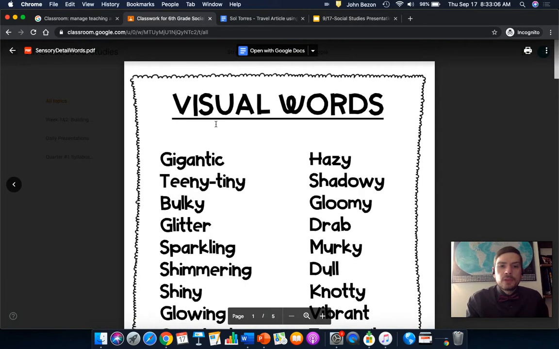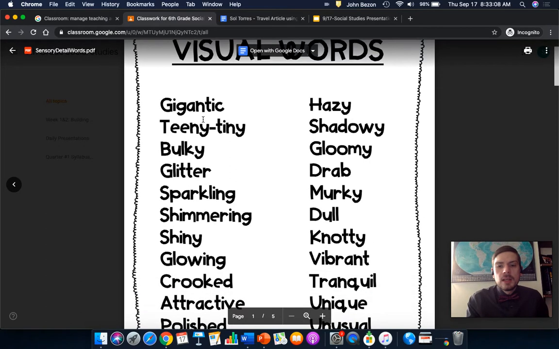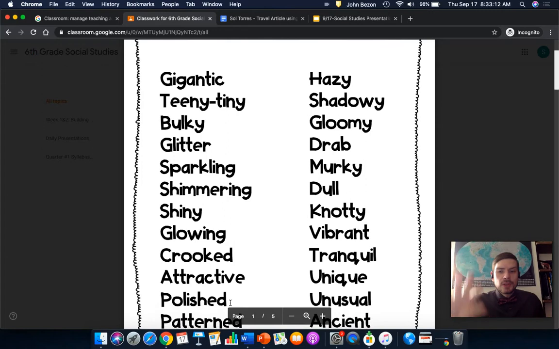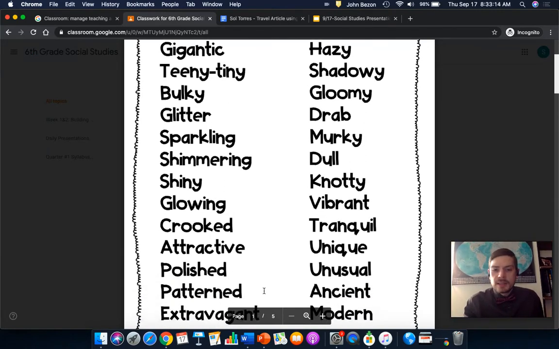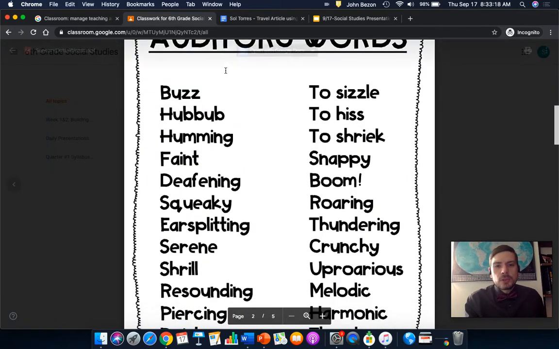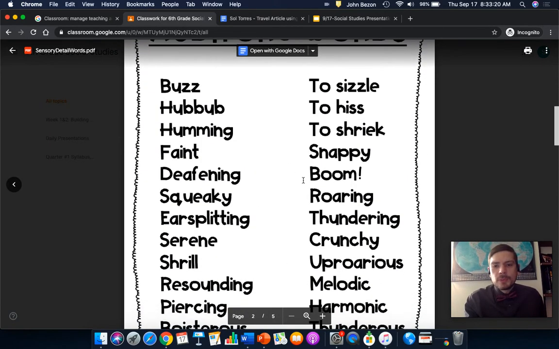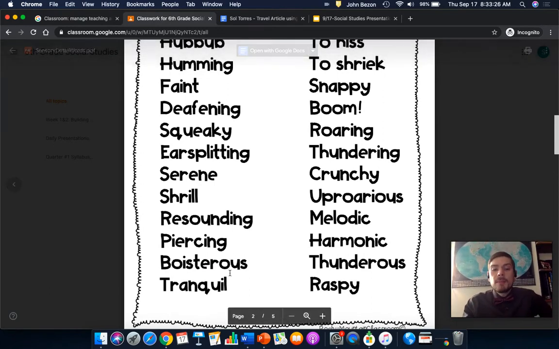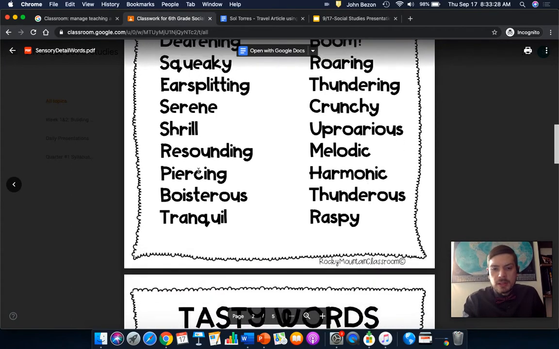All right, and they're visual words. These are things that you see. So you can see something that is vibrant, it's very bright. You can see something that's crooked, it's off center. You can see something that is ancient, it's really old. Okay? How about auditory words? You can hear somebody make a boom sound. You can hear a roaring sound. You can hear a harmonic sound, a thunderous sound. Tranquil, meaning it's calm. These are all sounds that you can hear.